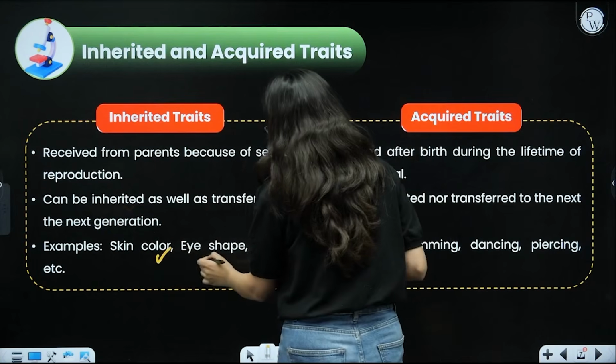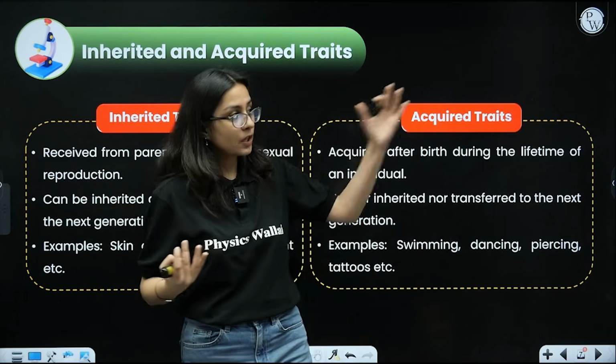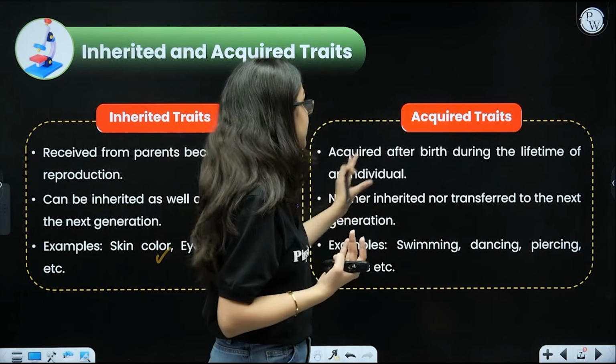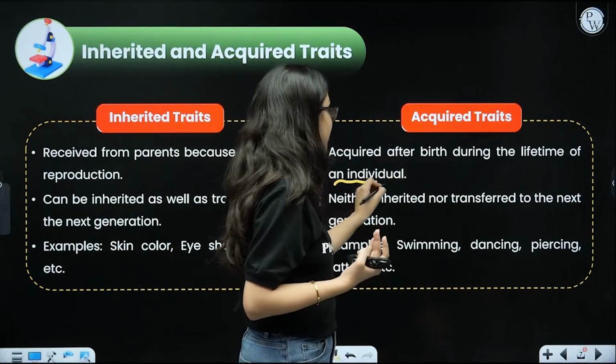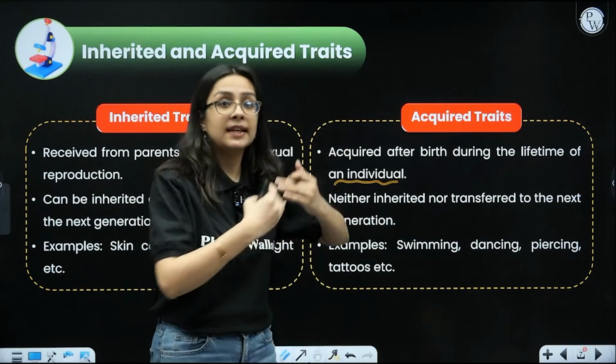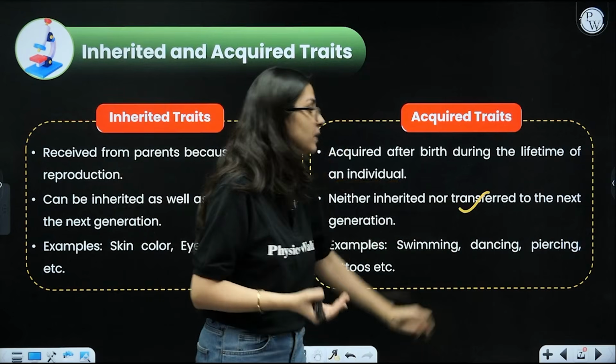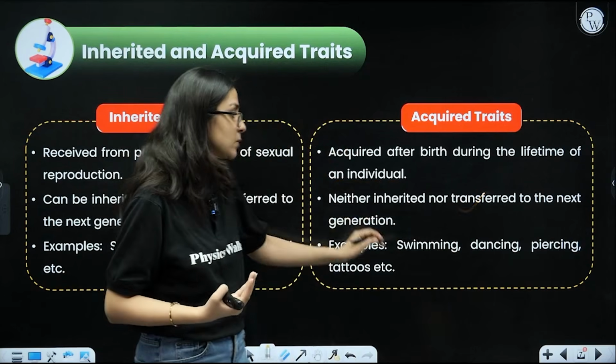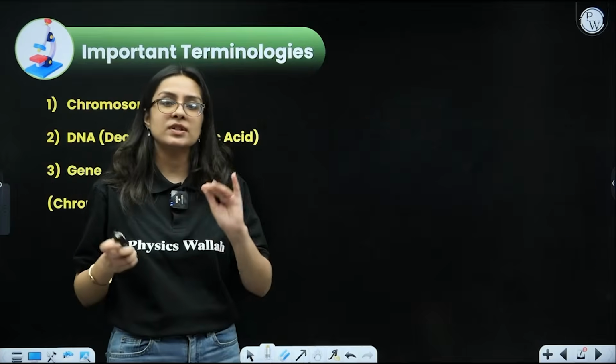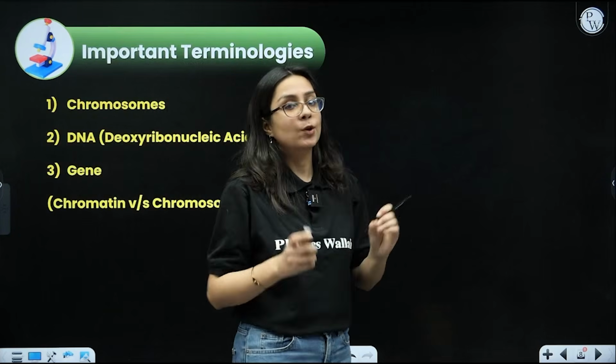Example, skin color, eye shape, height, etc. Talking about acquired traits, these are acquired after birth during the lifetime of an individual. They are neither inherited, you never get these traits from your parents, and they cannot be transferred to the next generation. For example, swimming, dancing, piercing, tattoos, etc. are all examples of acquired traits.